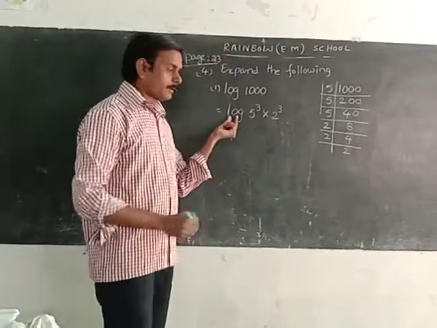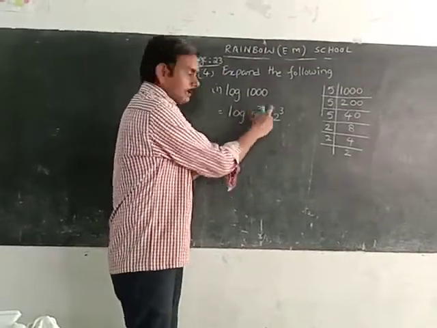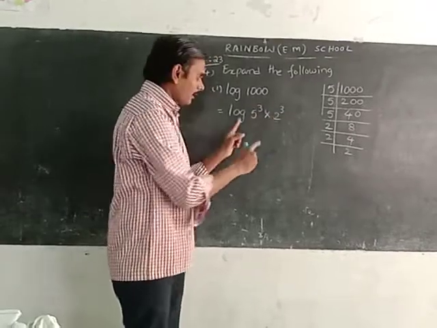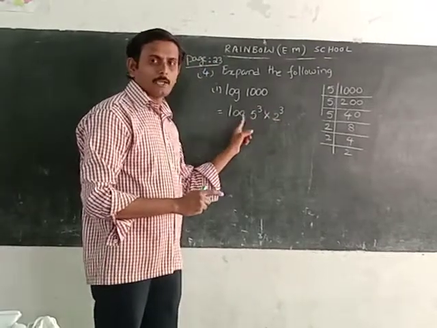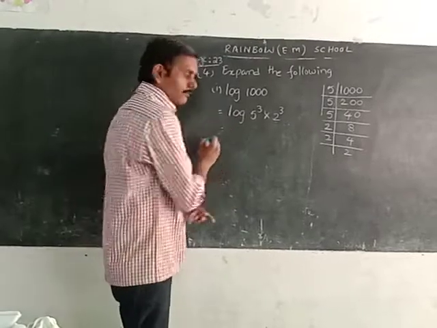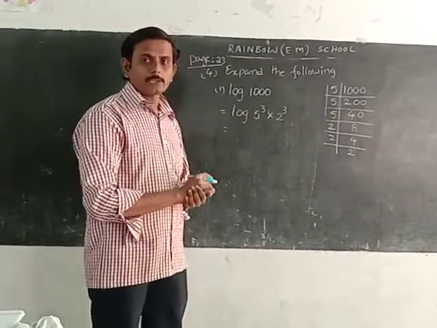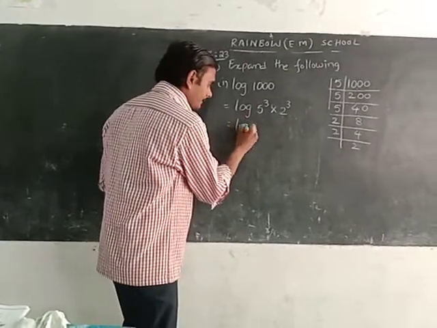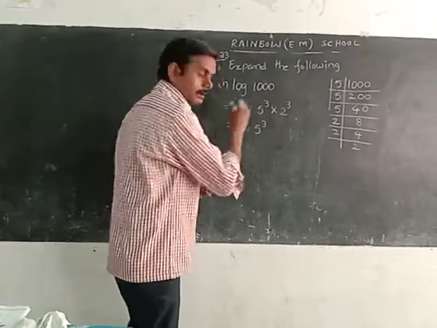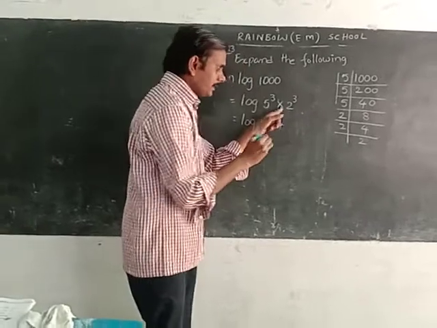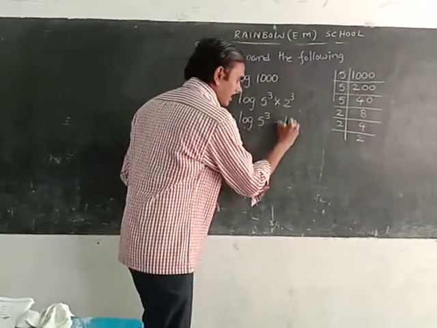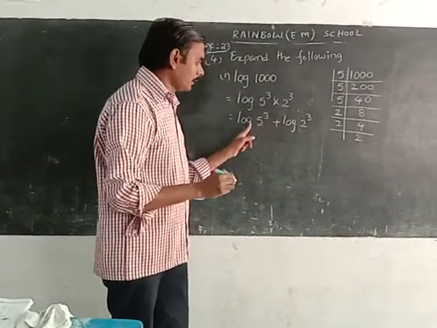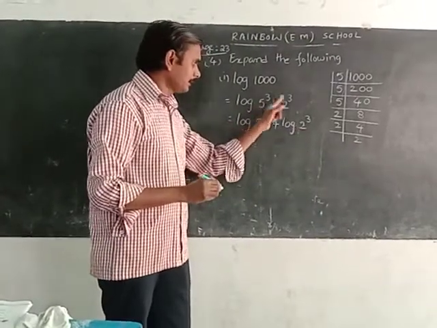This is taken as x and this is taken as y. Log of x into y. What is the law? Log xy equals log x plus log y. So we can write log x, plus, since multiplication is there we get plus here, log 2 power 3. This is x, this is y.